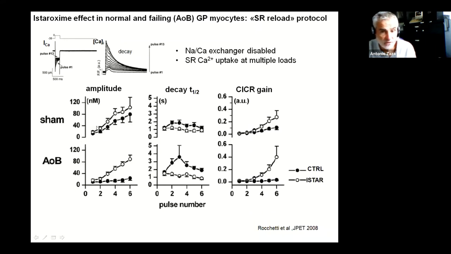This effect was relatively small in the sham animal, but was substantially and significantly increased in the same animal after aortic banding, which is a heart failure model. And this denotes a very interesting property of this drug, in that it acts much better in disease condition than in normal ones.